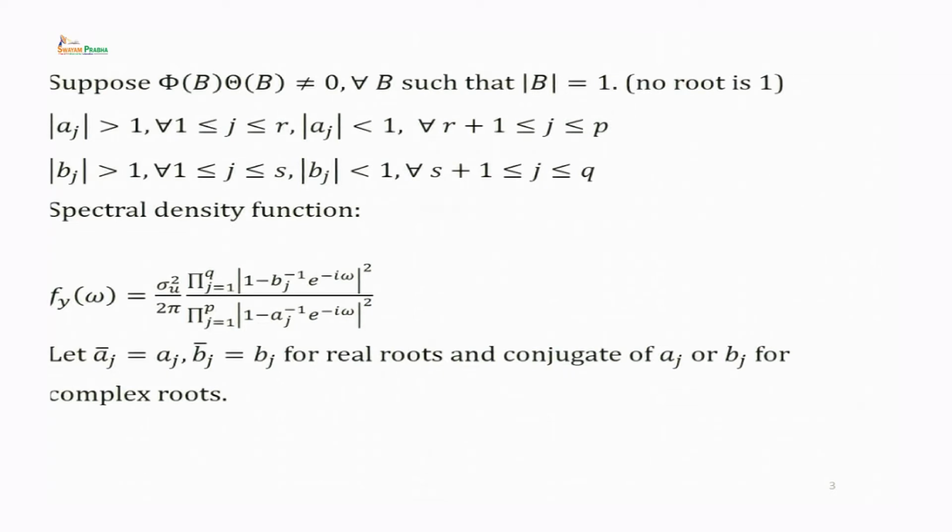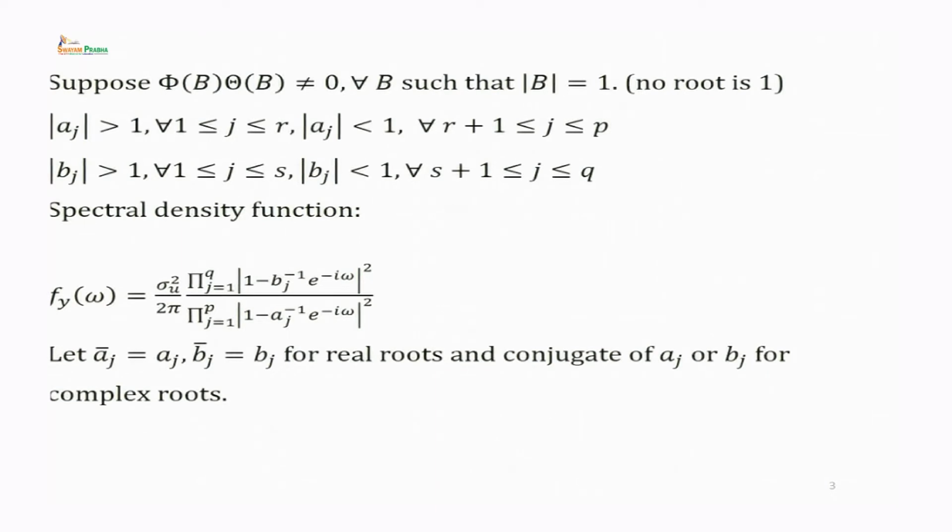Similarly, for theta(B) equal to 0 also, we assume that mod of b_j is greater than 1 for all j from 1 to s, and mod of b_j is less than 1 for all j from s plus 1 to q. So, s of the roots of theta(B) equal to 0 are greater than 1 in magnitude, and the remaining q minus s roots are less than 1 in magnitude. Of course, for theta(B) equal to 0 also we have arranged the roots in such a manner that the roots which are greater than 1 in magnitude come first, and the last q minus s roots have a value less than 1 in magnitude.